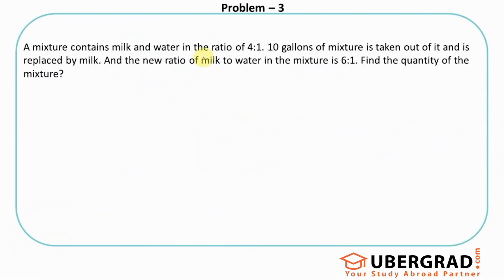Right? This is another type where I have a mixture with some element 1, element 2, then some quantity of the mixture is taken out and is replaced with some other element, and now they'll give you the new ratio or the new percentage. So again do the same thing: milk, water, and the total. I don't know the actual quantity, so let me assume it to be x liters. Now I know the ratio is 4:1. So this is 4x by 5 and this is x by 5 liters, because the ratio is 4:1. So the total x liters will be split into 4x by 5 and x by 5. These are the absolute quantities.